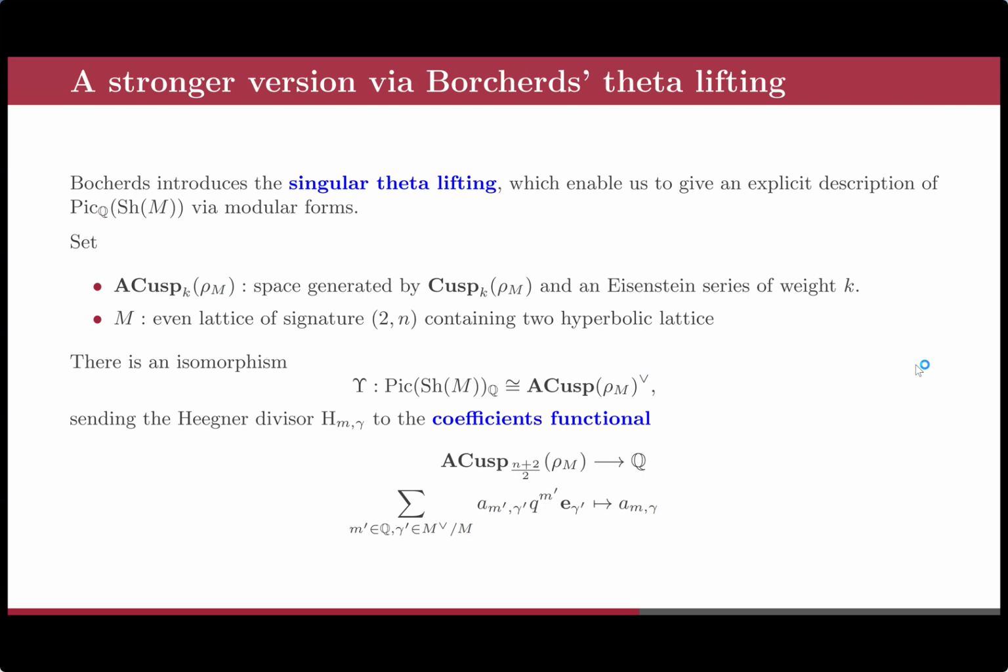Also, the map is given as follows. It sends every Heegner divisor H(m, gamma) to the coefficient functionals. For example, given any Fourier expansion of some almost cusp form, where a(m', gamma') are the Fourier coefficients, this maps to a(m, gamma). You just take the coefficient of this Fourier expansion at the place where the power of q is m, and the basis is exactly e_gamma. So this plays a very important role in the study.